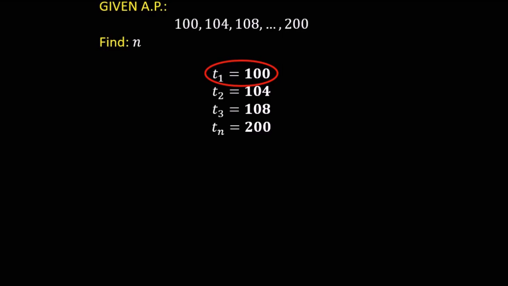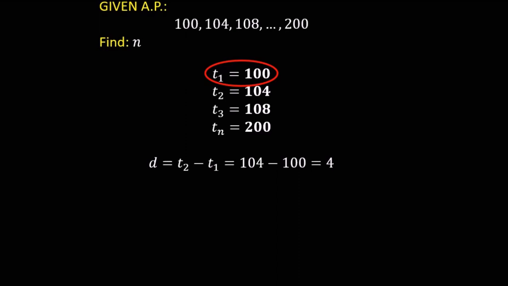The next thing we can find out is the common difference d. How do we find that out? We take a pair of consecutive terms, let's say T2 and T1, we subtract, and that gives us our common difference d. So d is equal to T2 minus T1, which is 104 minus 100, which is equal to 4. Now, what do we know? We know T1, that is our a, is equal to 100. We know the common difference d is equal to 4. And we know Tn is equal to 200. So we already have our 3 terms out of 4.